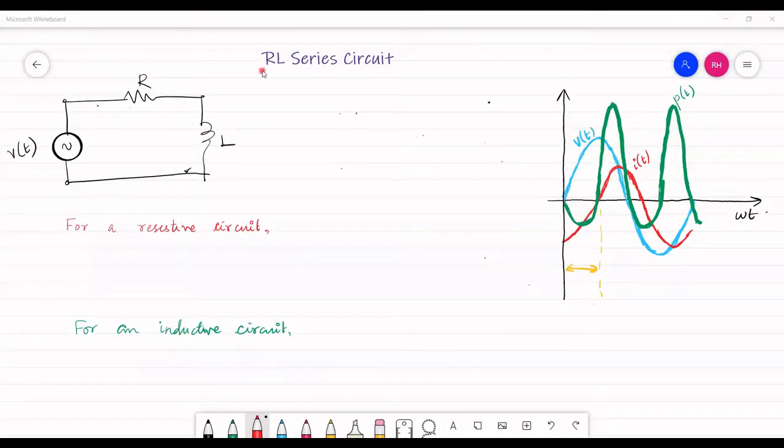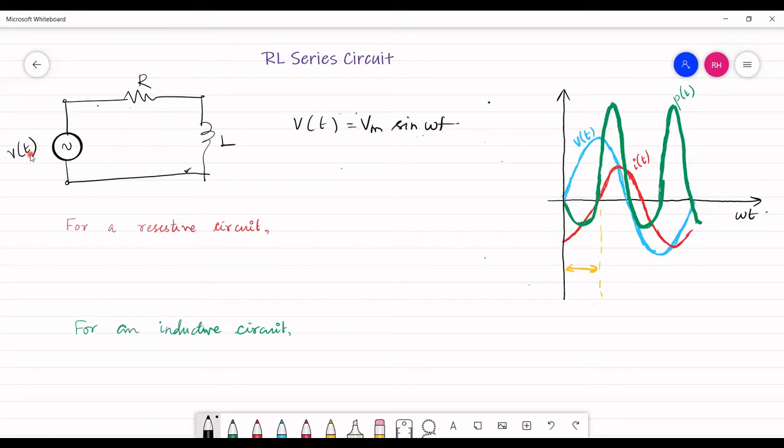Hello everyone. In this session, let me introduce you to the analysis of RL series circuit. So we consider a circuit which has resistance and inductor connected in series, and this is excited by a sinusoidal voltage source V of t, which is equal to Vm sine omega t.